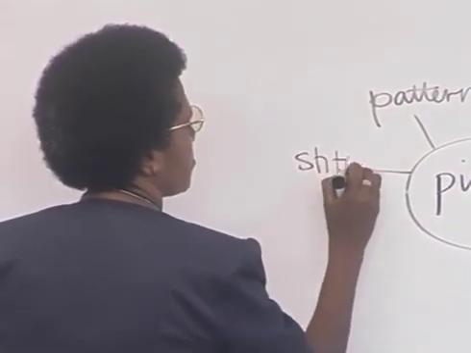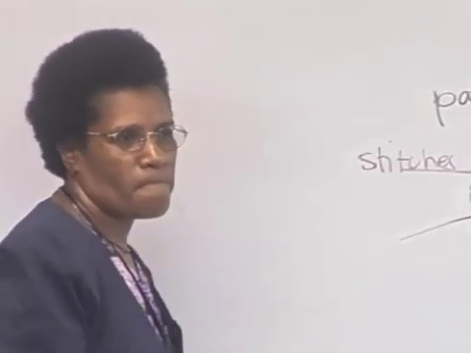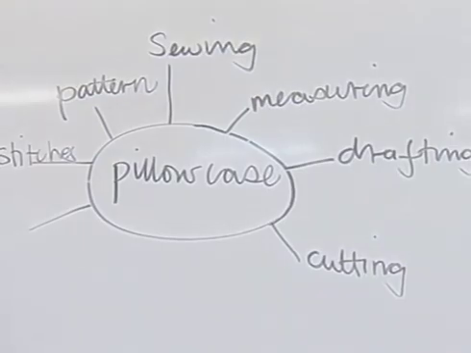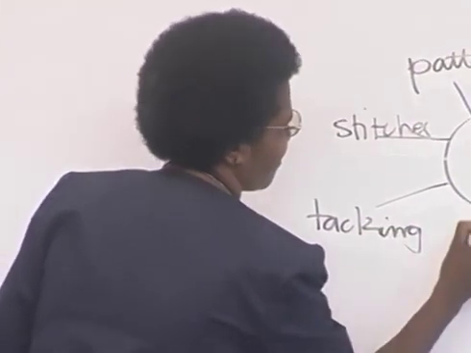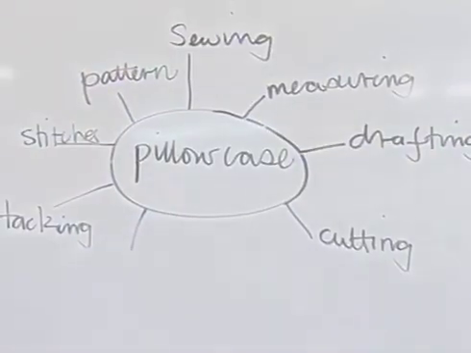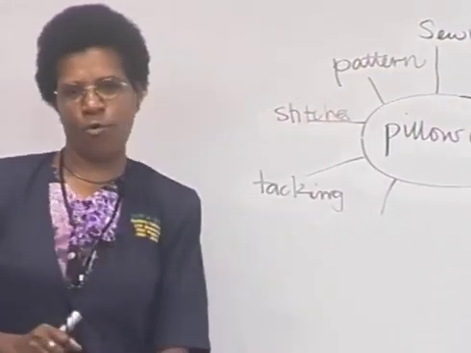Elisa, can we have one from you? Everything that has to do with the pillowcase that we have sewn. Stitches. Stitches, good. Nanadai? Tacking. Tacking. Mhm. Trisha, one from you, please. Let's have two more. We have one, we have space there for one more. Folding. Folding, good.